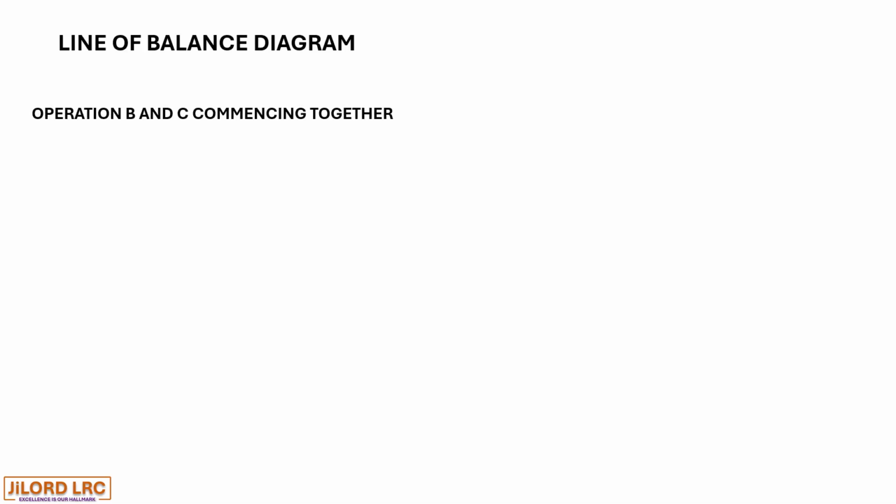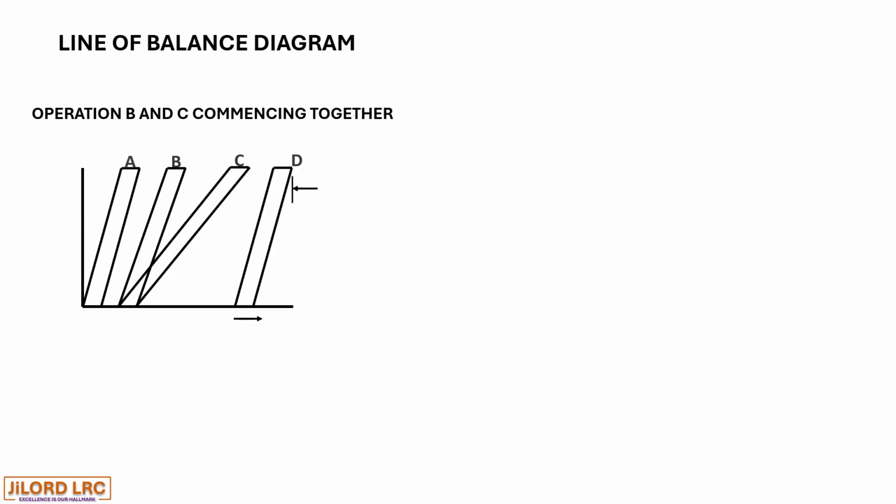The graphical representation of the line of balance diagram. Operation B and C commencing together. Where operation B and C are commencing together, you have operation A very independent and operation D also quite independent.